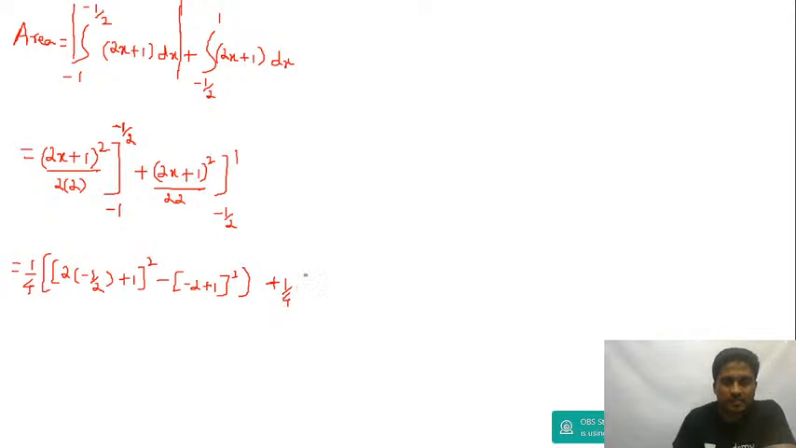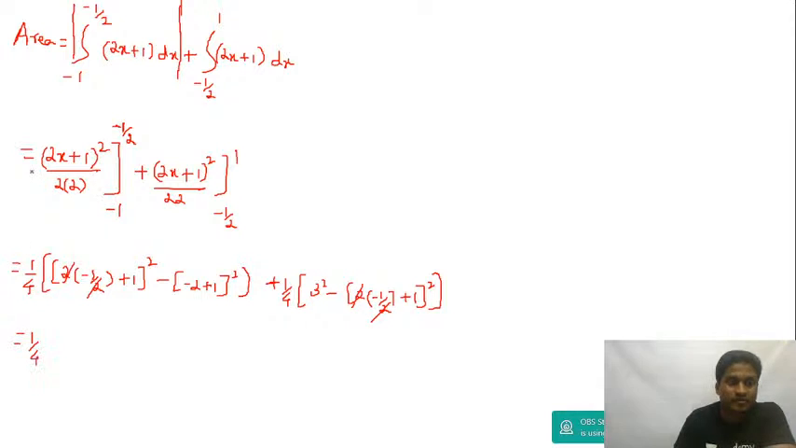Plus 1 upon 4. Take this in a bracket. Upper limit minus lower limit. 2 plus 1 is 3, so this is 3 square. Minus lower limit will be equal to 2 into minus half plus 1, the whole square. Close the bracket. Anyways, this will cancel, even this will cancel, minus 1 plus 1 will be 0. So you get 1 upon 4.